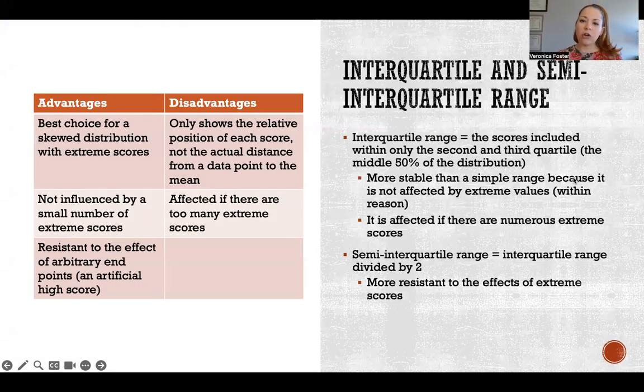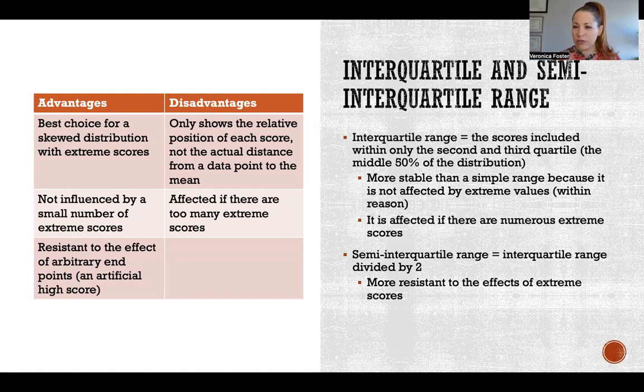Okay, so interquartile and semi-interquartile range. This is a way to make range a little bit more useful. In this case, we're essentially cutting off the first quartile and the fourth quartile. So we're taking just the second and third quartile, so the middle 50% of your data set. That is the interquartile range. If we chop off the highest 25% and the lowest 25%, then what we have left is the middle 50%, and that's the interquartile range.